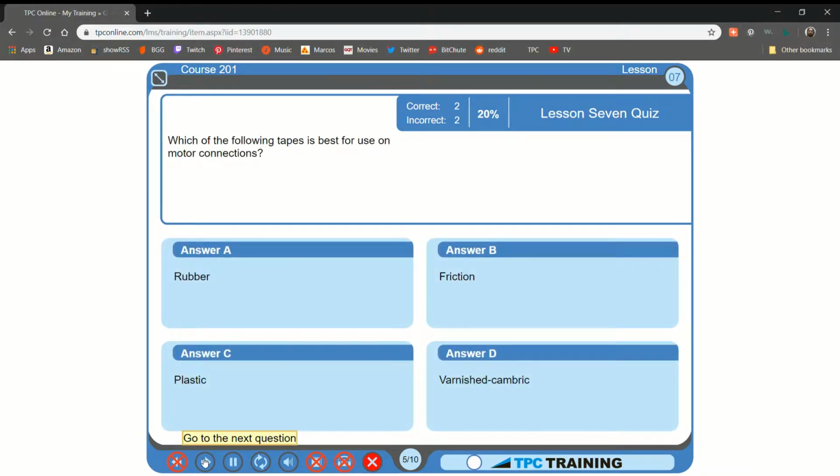Which of the following tapes is best for use on motor connections? A. Rubber. B. Friction. C. That is correct.